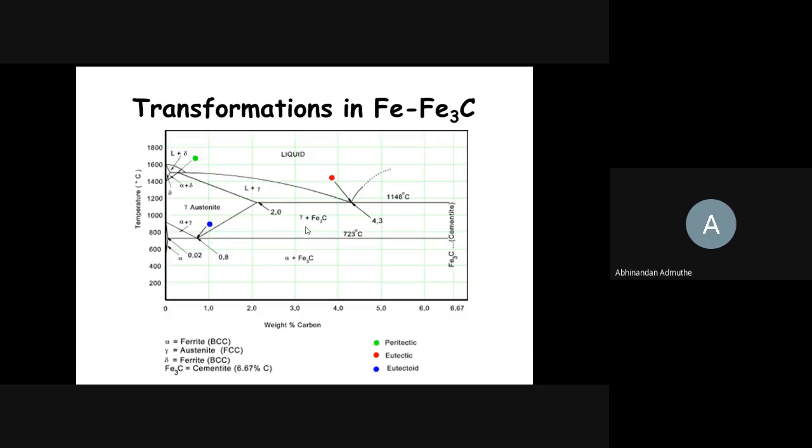Similarly here, you can see, this is the eutectic point. The temperature corresponding to this point we call the eutectic temperature, that is 1147 or 1148 degrees centigrade. And the composition corresponding to this point, that is 4.3% carbon, we call the eutectic composition. And similarly here at the peritectic point.